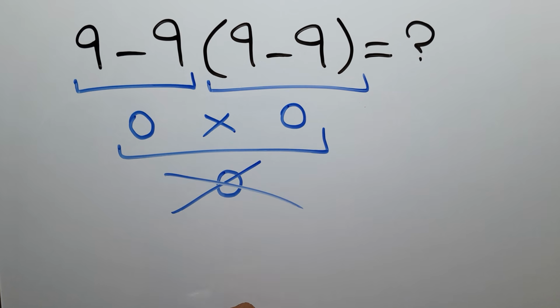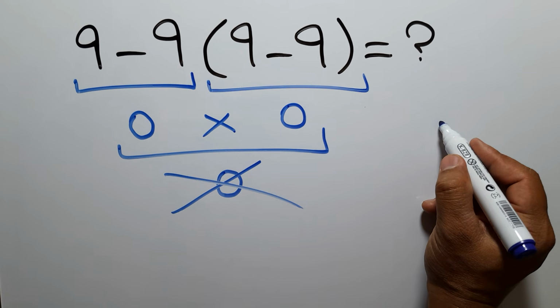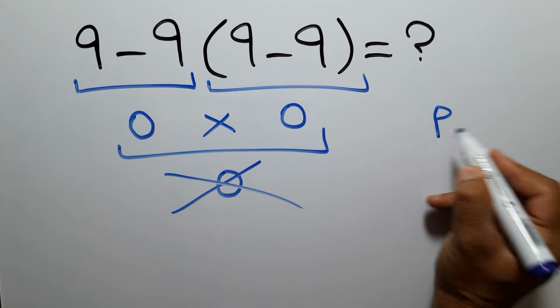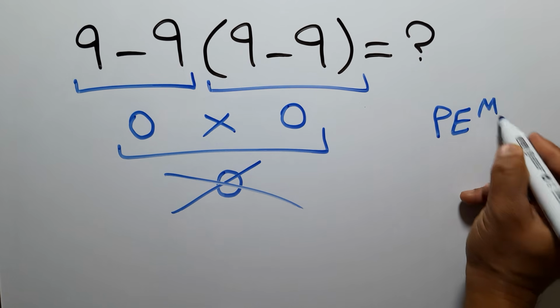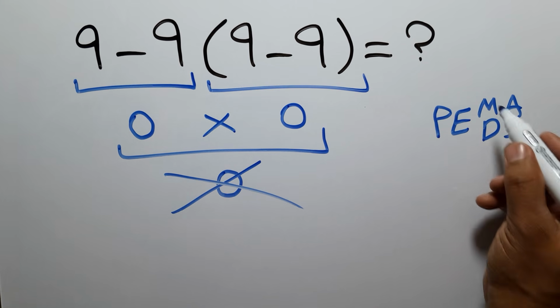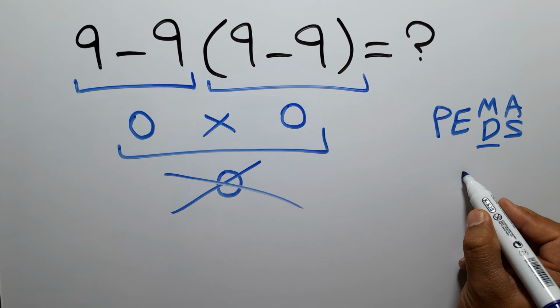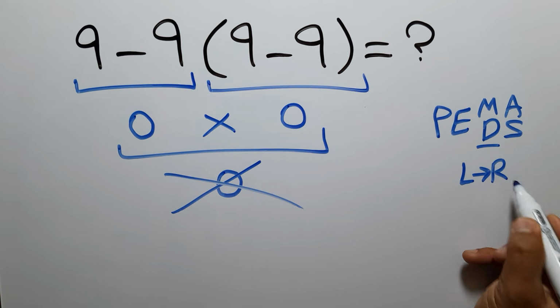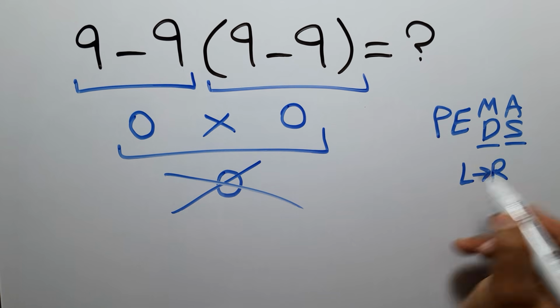Because according to the order of operations, which is PEMDAS, first we have to do parentheses, then exponent, then multiplication or division, and finally addition or subtraction. Remember that multiplication and division have equal priority and we have to work from left to right. And the same applies to addition and subtraction.